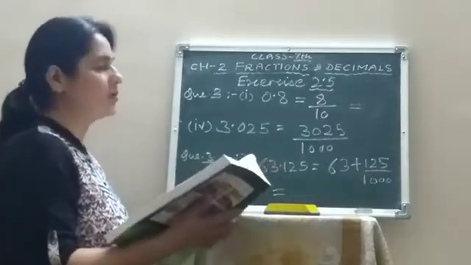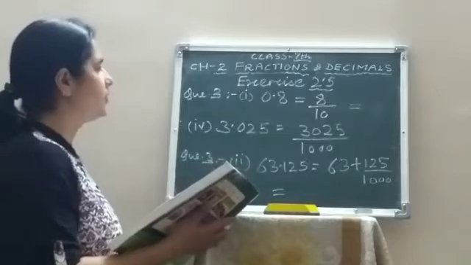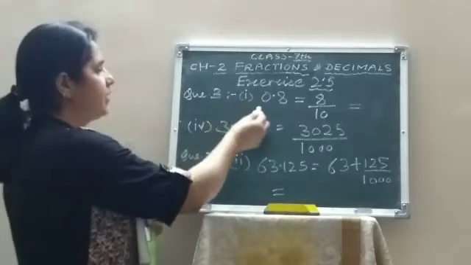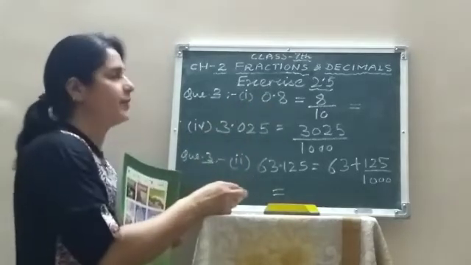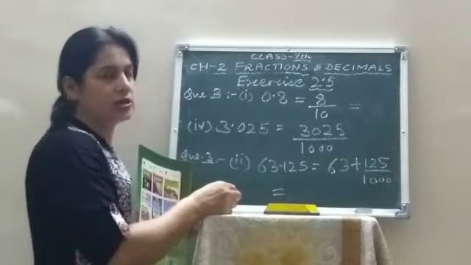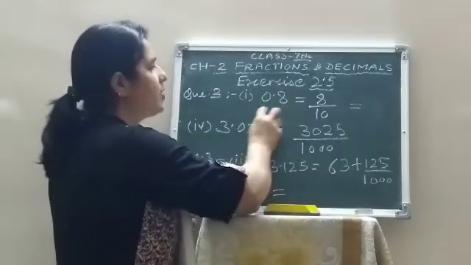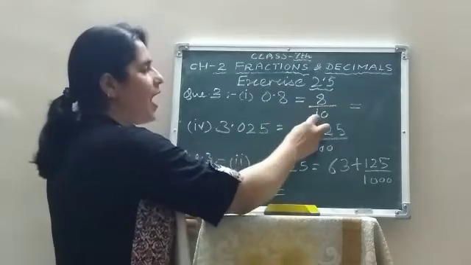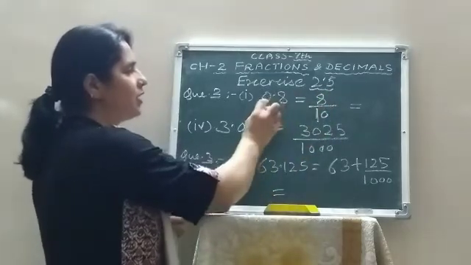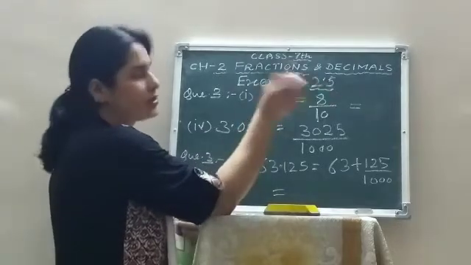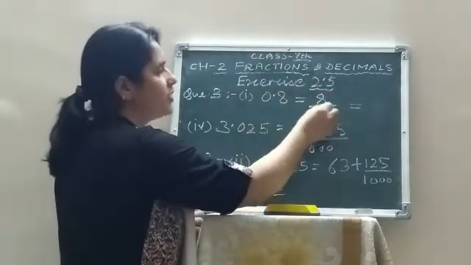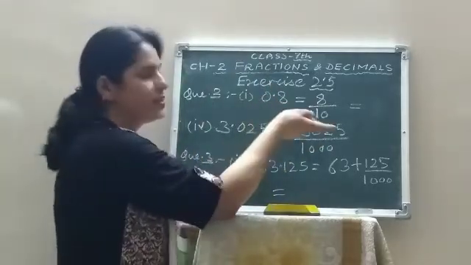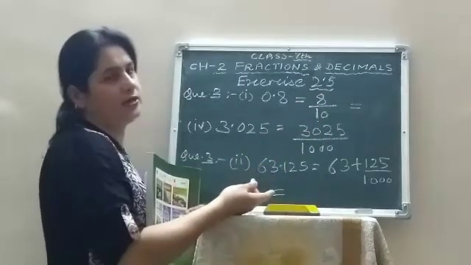Now see question number 2. In this you have to convert the decimal numbers to fractions in simplest form. So the first part is 0.8. How will you convert it to a fraction? You will write this number without the decimal. So it remains 8 upon, and you will count how many digits there are after the point. 1 digit. So you will put 10. That means 8 upon 10. If there are 2 digits after the point, you will put upon 100 like this.